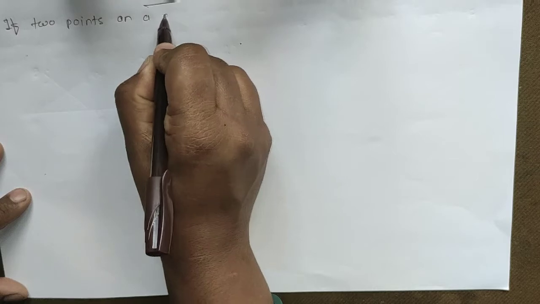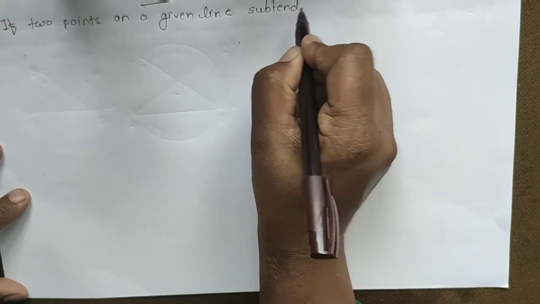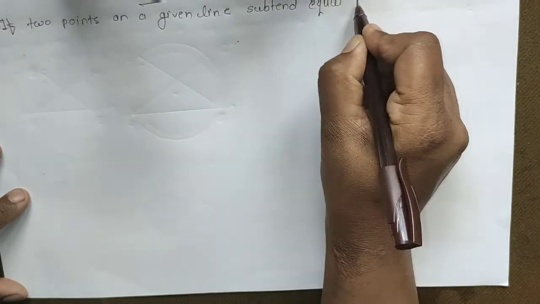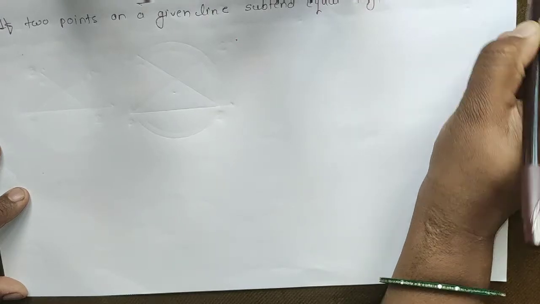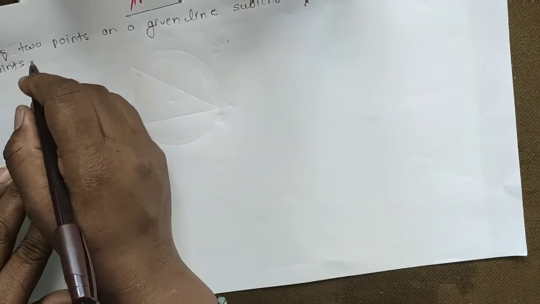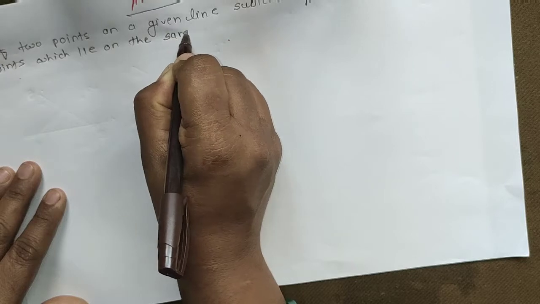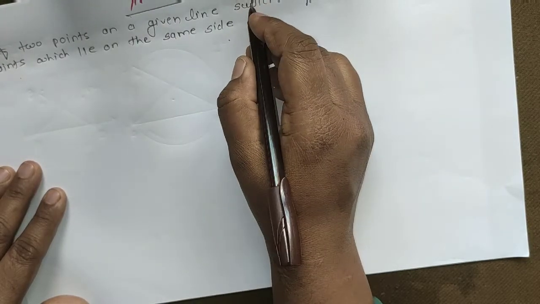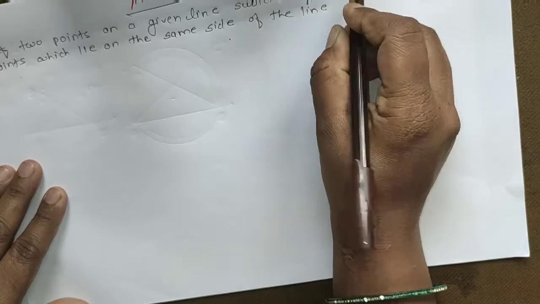on a given line subtend equal angles at two distinct points, which lie on the same side of the line, then the 4 points are concyclic.